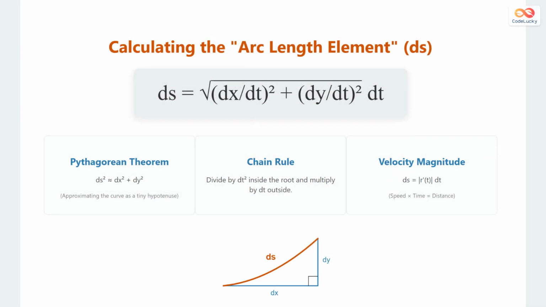Now, we need to convert that tiny arc length, ds, into something involving dt using the Pythagorean theorem and limits. We find that ds is equal to the square root of the derivative of x squared plus the derivative of y squared, all multiplied by dt. This is essentially the magnitude of the velocity vector.